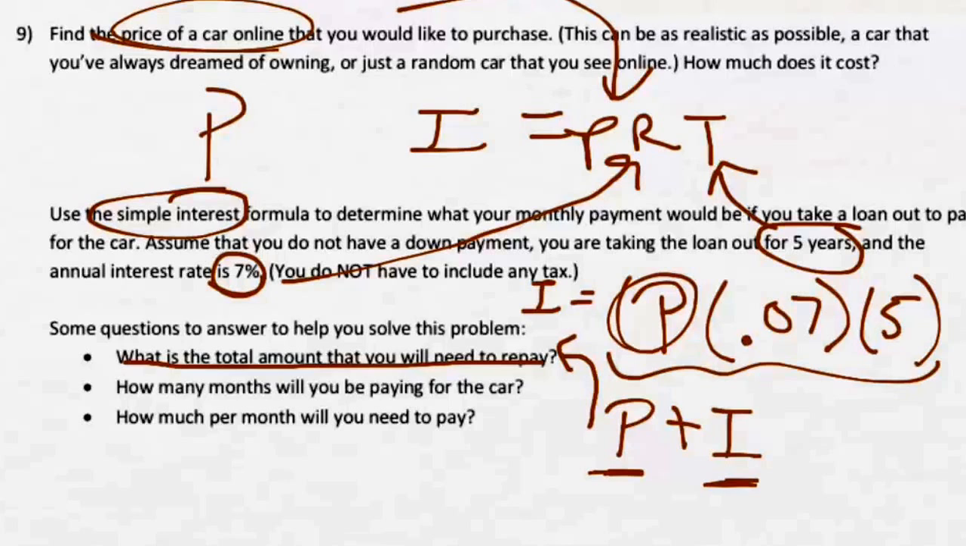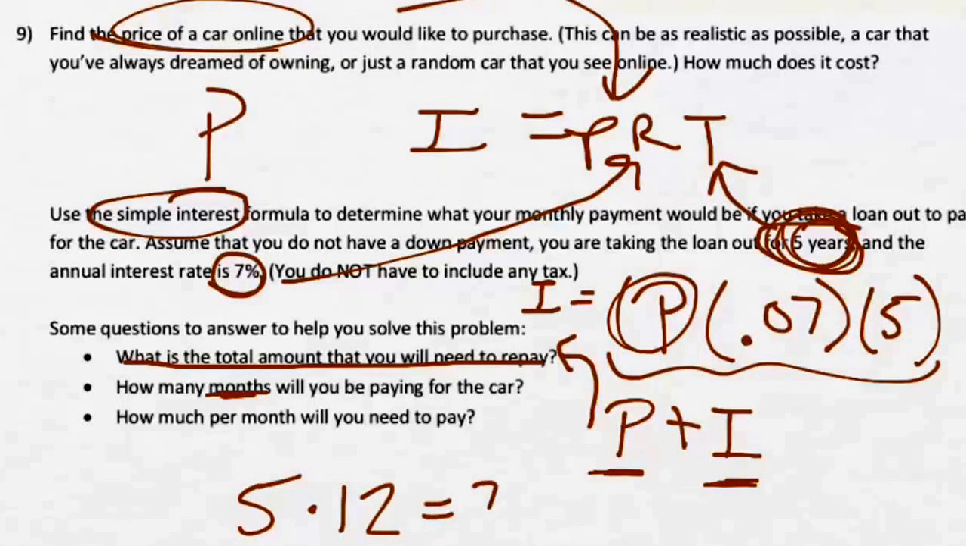The next thing is, how many months will you be paying for that car? We know how many years we're paying for that car. The number of years is going to be 5 years right here. So the question is, if we're going to be paying for 5 years, then how many months are in a year? That's going to be the total number of months that you'll pay.